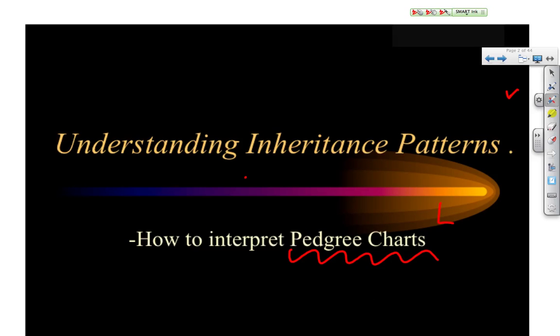I'm going to talk to you today about understanding inheritance patterns, particularly pedigree charts. These little family trees can be used to tell us what pattern certain genes follow, whether they're dominant or recessive or incompletely dominant, or in some cases what we call sex linked.